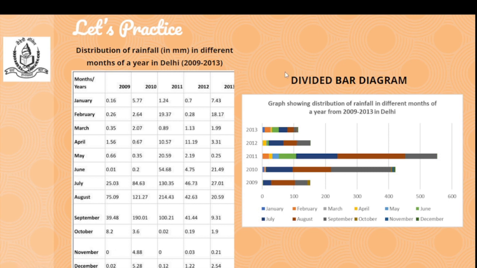So let us see how we can draw a divided bar diagram on the basis of this particular data. You can see here that a horizontal bar diagram has been drawn on the basis of the given data set. Why? Because some of the values were quite large. You can see 214 and 130. So the horizontal divided bar diagram was a much more convenient way of depicting such data.